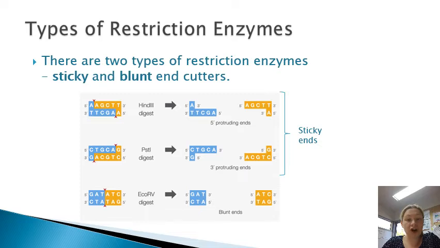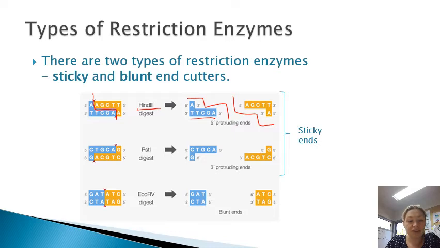There are 2 types of restriction enzymes. There are sticky and blunt end cutters. What that means is some restriction enzymes will cut DNA to produce what we call sticky ends. Sticky ends occur when we've got overhang of DNA. So you can see here that this enzyme, HindIII, has cut this particular piece of DNA so that we've got some TCGA exposed on one side and then the overhang is on the other side.